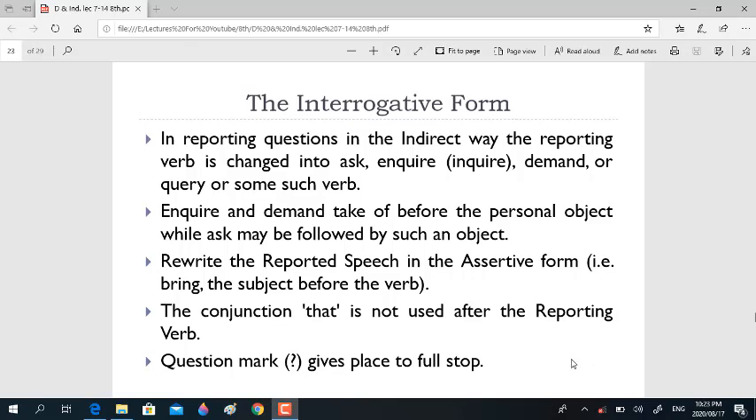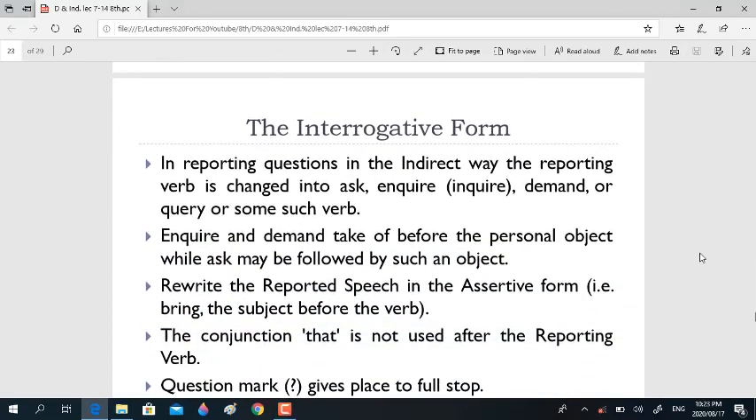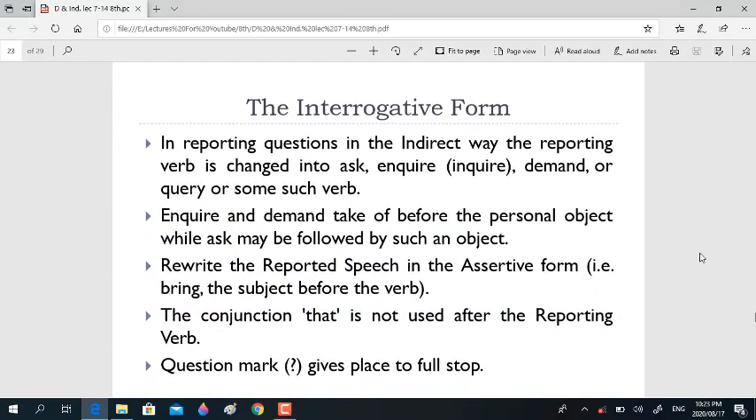First of all, you should know what interrogatives are. Interrogative sentences are those sentences which are used to interrogate, inquire, or ask.